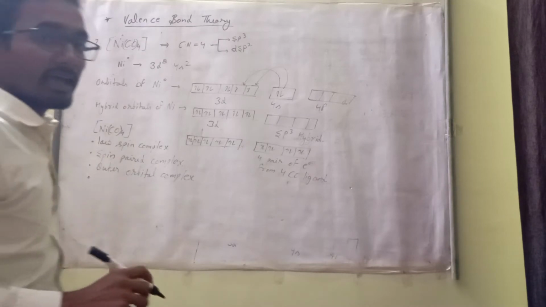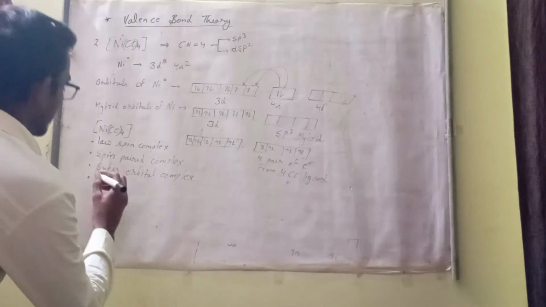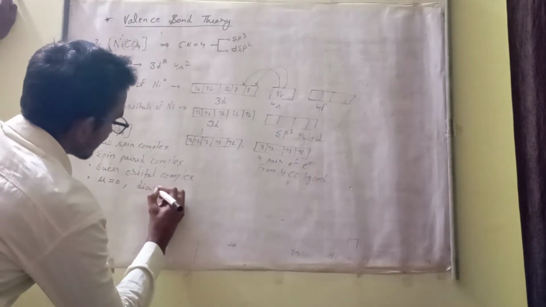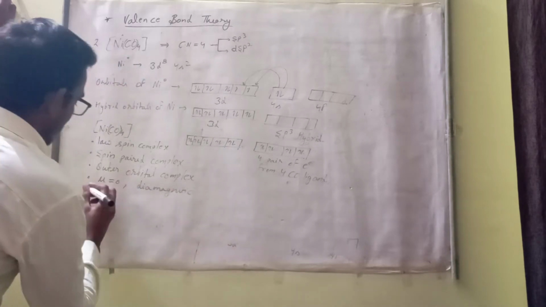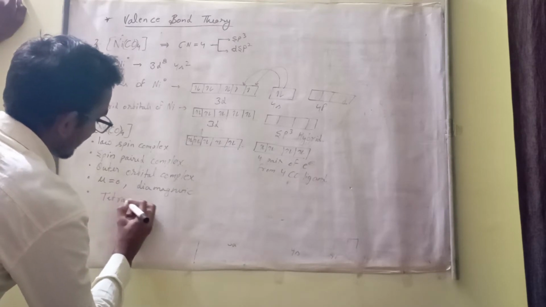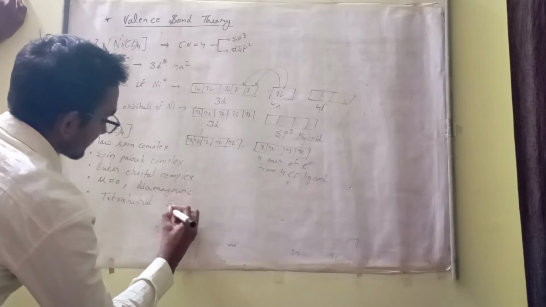Paramagnetic or diamagnetic? As there is no unpaired electron, it is diamagnetic. Mu is equal to 0, that means it is diamagnetic. And it is tetrahedral. Hybridization is sp3.